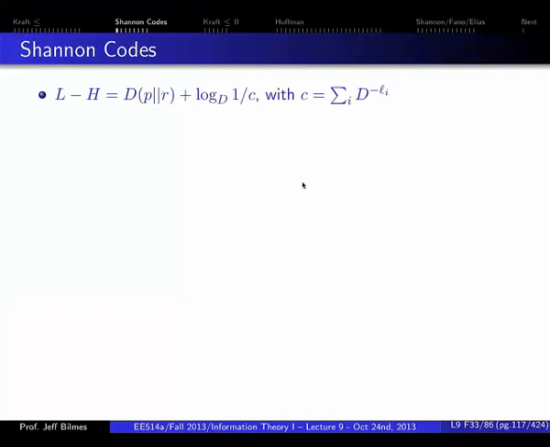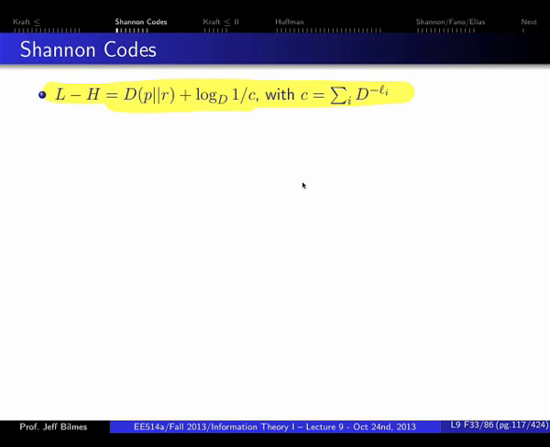Okay, so let's start again. So what we have is our relative loss in some sense. It's basically the expected length minus the entropy, and this is a measure that when non-zero, L minus H is always going to be non-negative, and when it's strictly positive, it means we're not doing as well as potentially, at least in theory, we could do.